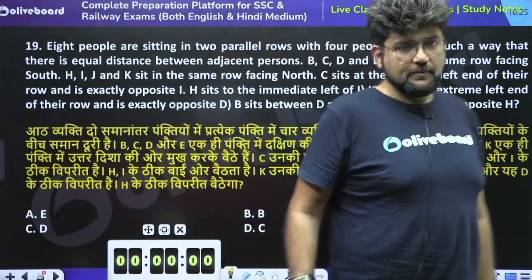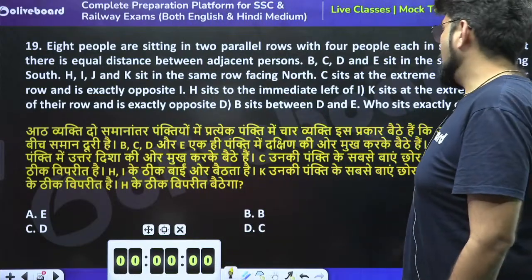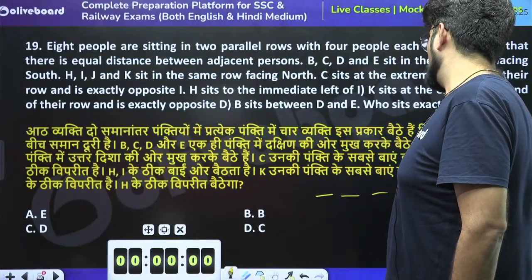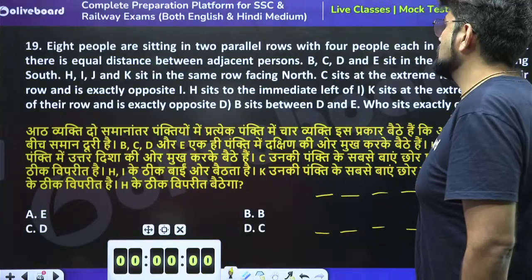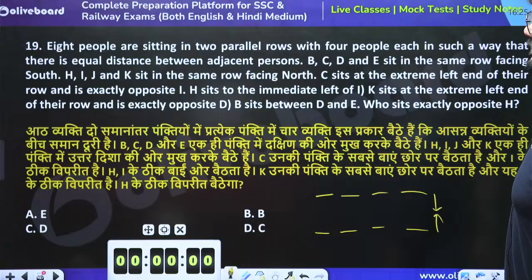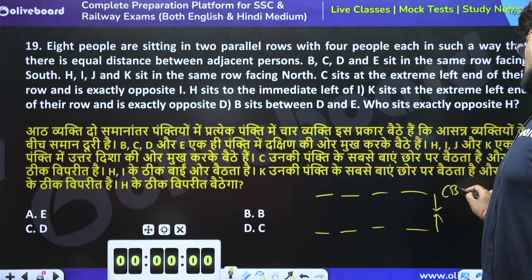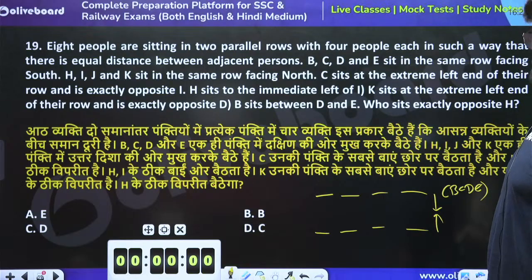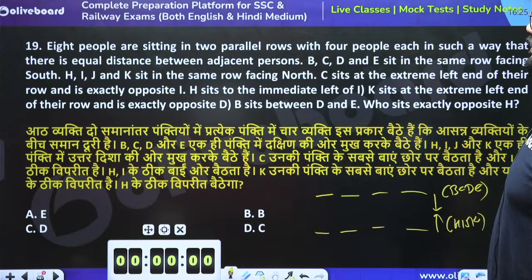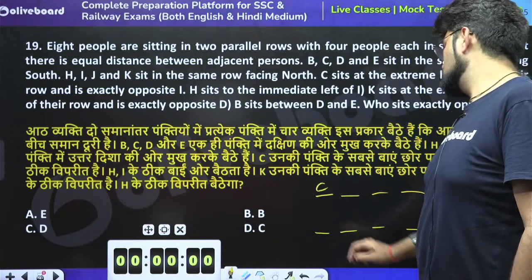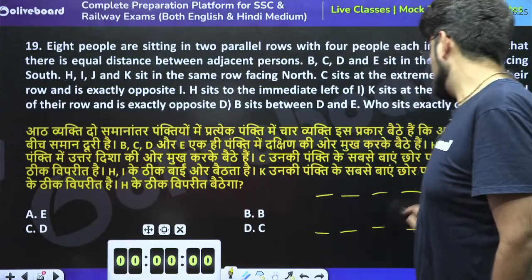Okay, so 8 people sitting in 2 parallel rows. So we have 1, 2, 3, 4 and 1, 2, 3, 4 sitting facing each other. So that's how this is. B, C, D, E sit in the same row facing south. So B, C, D, E sit here. And the other 4 are H, I, J, K. C sits at the extreme left end of the row. So extreme left end is this. C sits here.